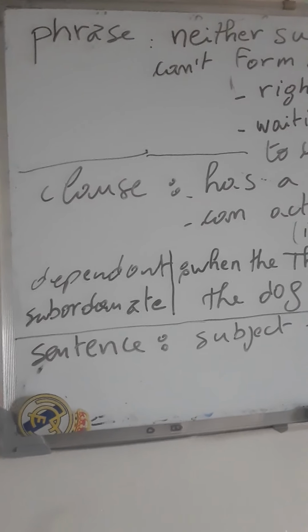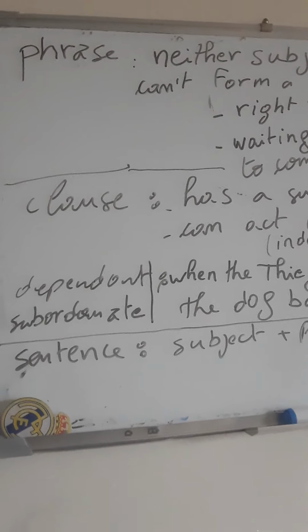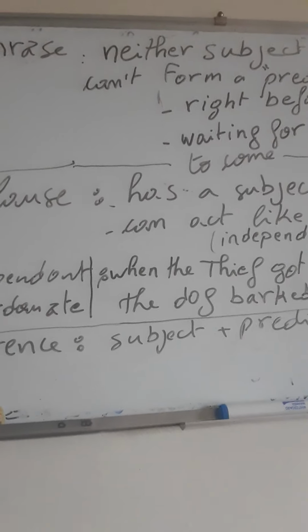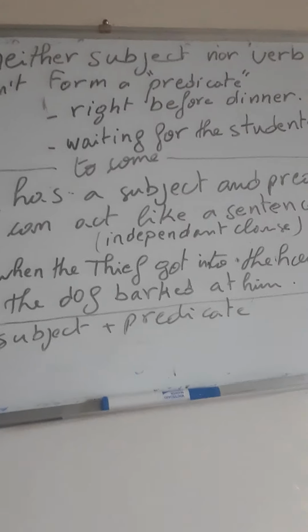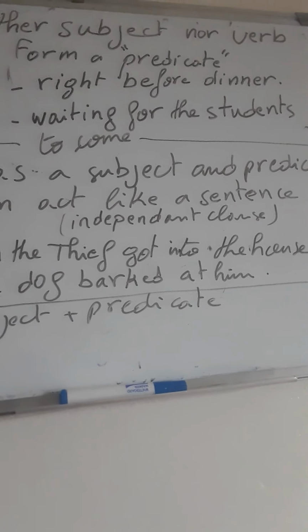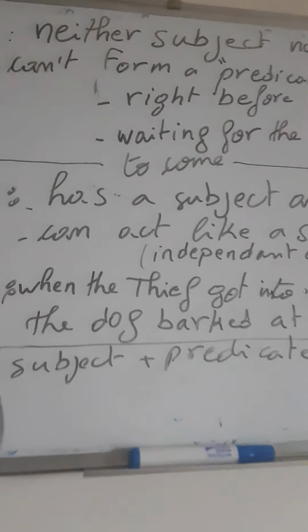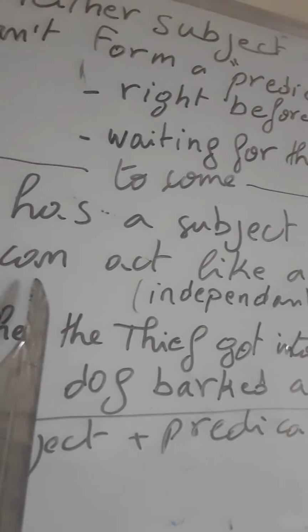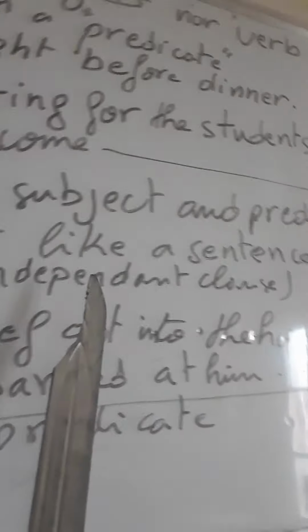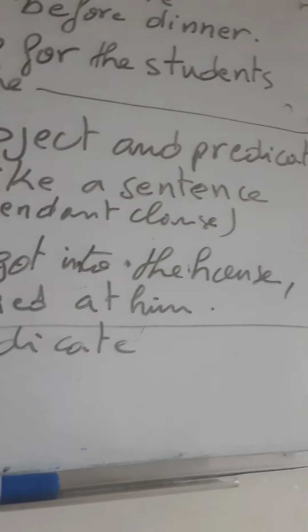Okay. Clause. I want you to pay attention here because this is the reason I'm having these differences. A clause has a subject and a predicate. So it's complete: a subject and a meaning. It means it can act like a sentence.